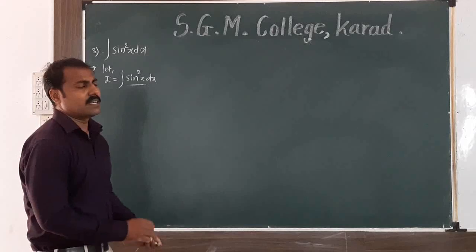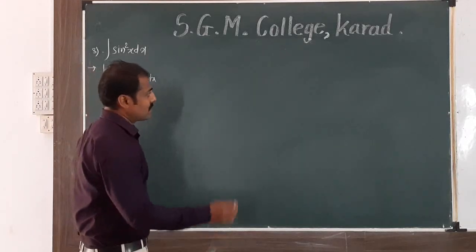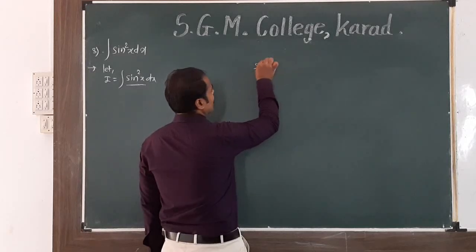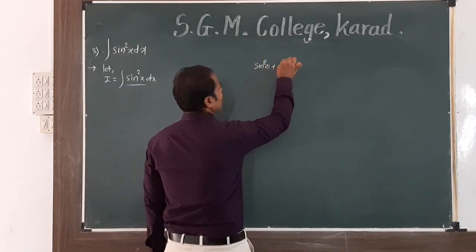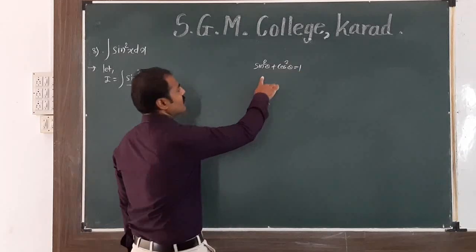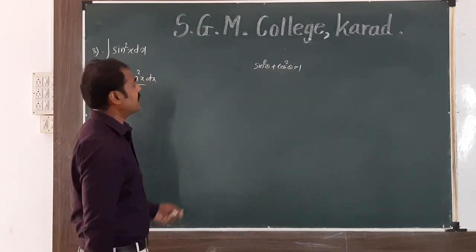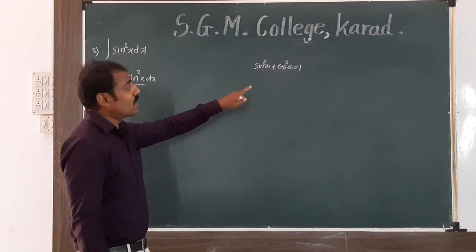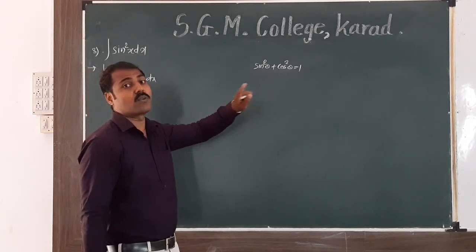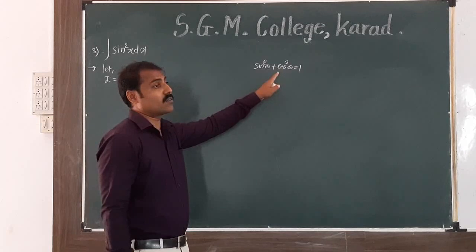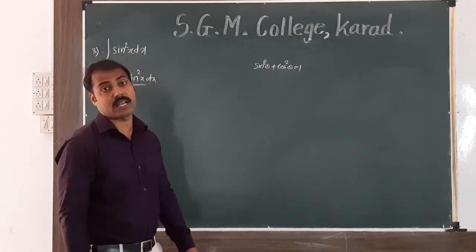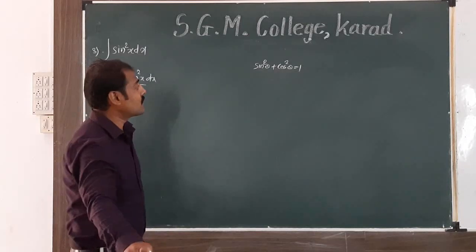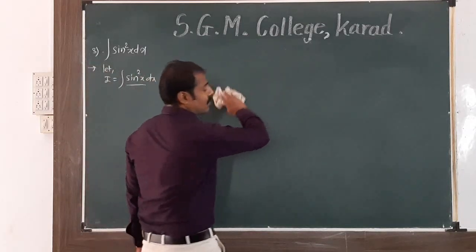Sin square x. In which formula is there sin square x? There are two formulas. The first one is sin square theta plus cos square theta is equal to 1. From the first fundamental identity, we find the value of sin square x as 1 minus cos square x. We know the integration of 1, but we don't know the integration of cos square x. So we are not using this fundamental identity here.